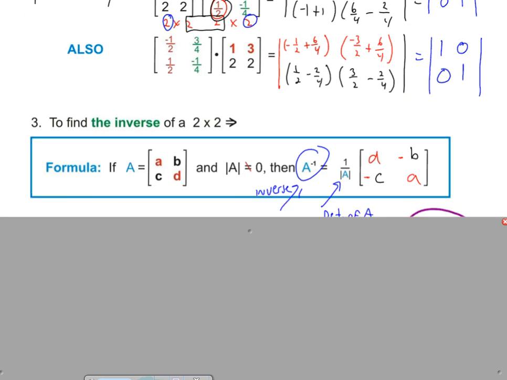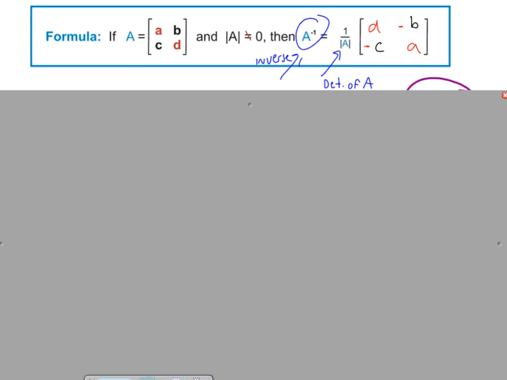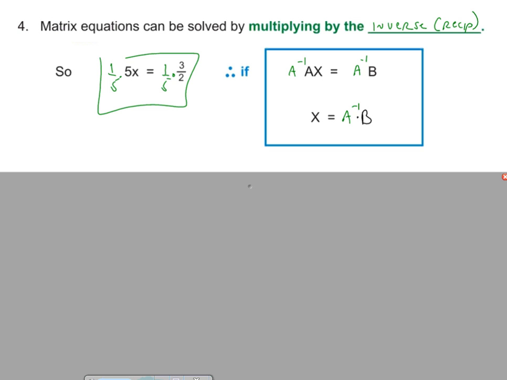And basically it boils down to this aspect. Right? You find the determinant of the matrix. You do 1 over that determinant. And then you're going to multiply it times the modified matrix. You're going to swap the A and the D. You're going to put negatives in front of the B and the C. You're going to multiply 1 over that determinant times those values. And when you're done, you'll end up with the inverse matrix. That's all so that you can solve matrix equations like this one.